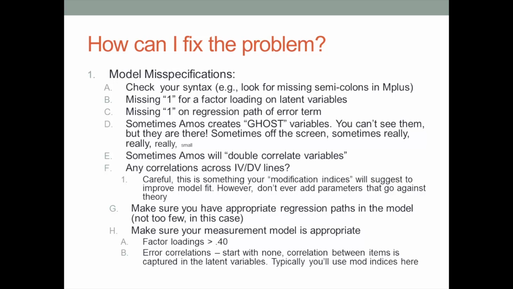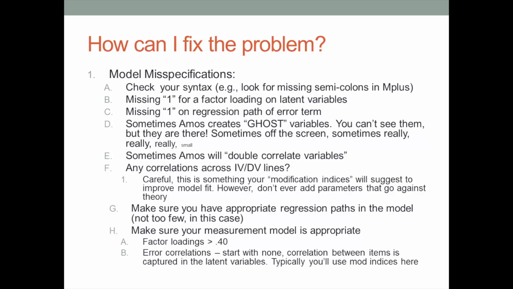Check to make sure in AMOS you might be missing a 1 for a factor loading or 1 on a regression path of an error term. Sometimes AMOS creates what I call ghost variables. These are variables that are somehow in your model, but you can't see them. Sometimes they may be off the page, so if you were to zoom in, you might find it out on the periphery.